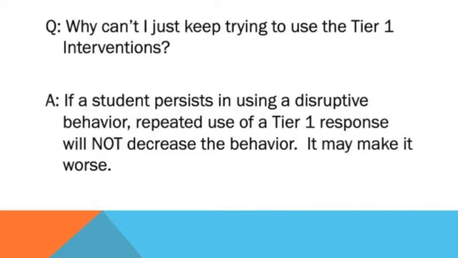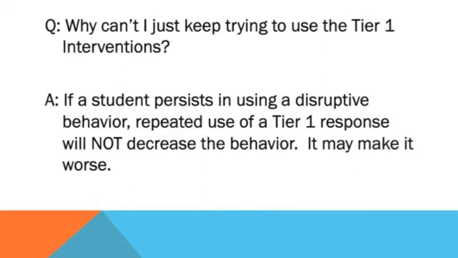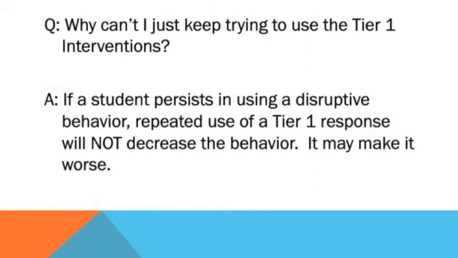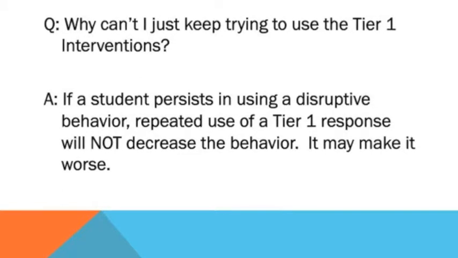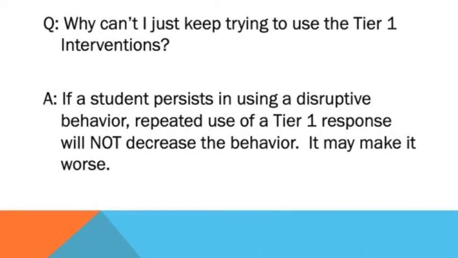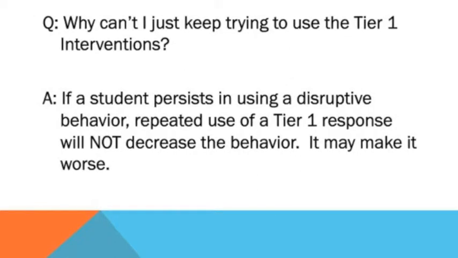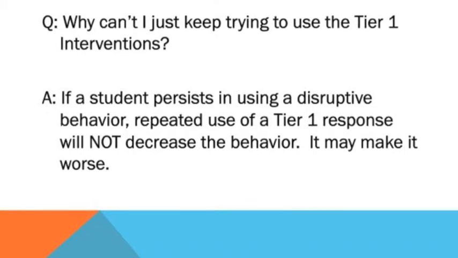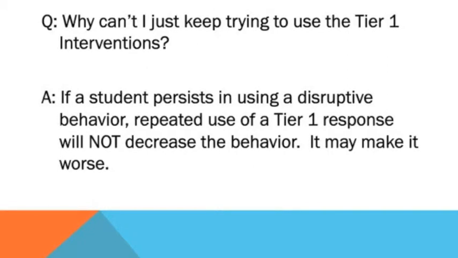You may ask the question, why can't I just keep using Tier 1 interventions in my classroom whenever a student is disruptive or off task, and just use nothing but those? This is your redirection. Maybe you move a seat in the moment, prompt them to stay on task. Well, the reason is this. If a student persists in using a disruptive behavior, repeated use of that Tier 1 response is not going to decrease that behavior. They're still going to do it. You'll still have to waste time in class redirecting them, prompting them to get to task and not talk.